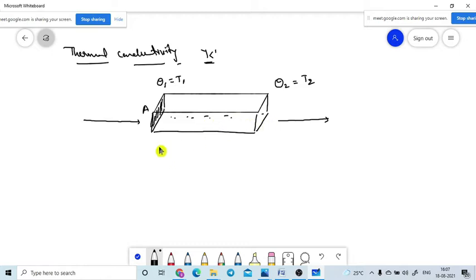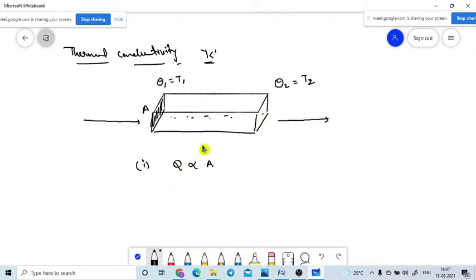How much heat is flowing from one side to the other side depends upon several parameters. The first parameter is the area: the heat flow is directly proportional to the area of cross section of the material. If you have more area of cross section, then more heat can flow through it. If you have less area of cross section, then less heat will flow through the material.